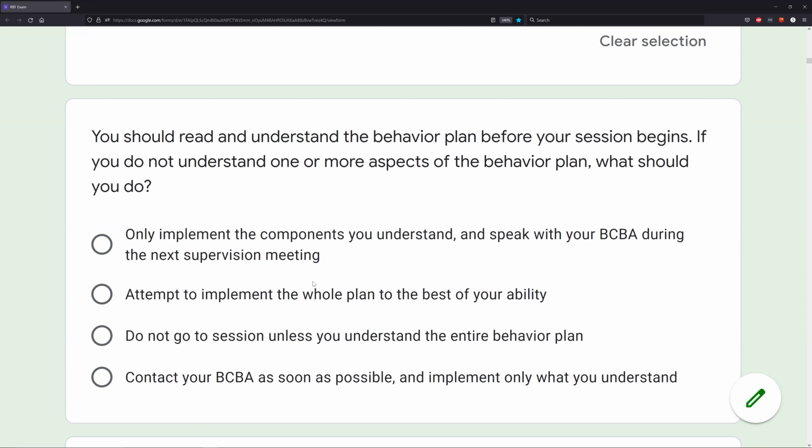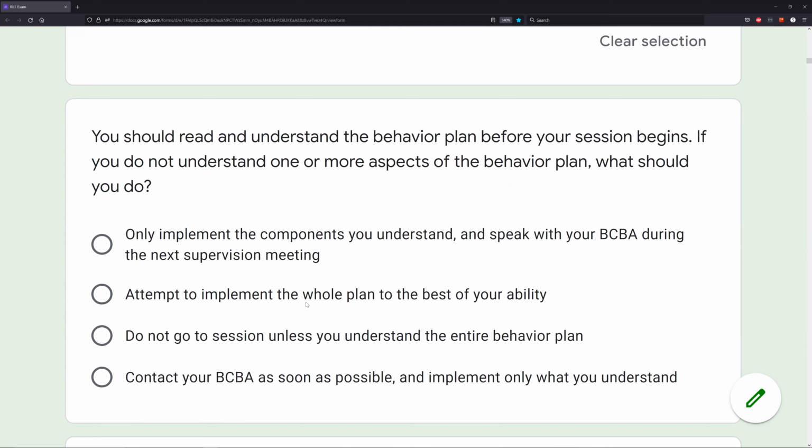B, attempt to implement the whole plan to the best of your ability. If you don't understand something, don't implement. Don't try to figure it out. With behavior change, it's very sensitive. You can change something permanently, okay, or semi-permanently when you don't mean to. If you don't understand it, don't implement it. C, do not go to session unless you understand the entire behavior plan. Well, that also isn't the right call. There will be something you can work on, hopefully, okay? So you still need to attend session, but just do what you understand.